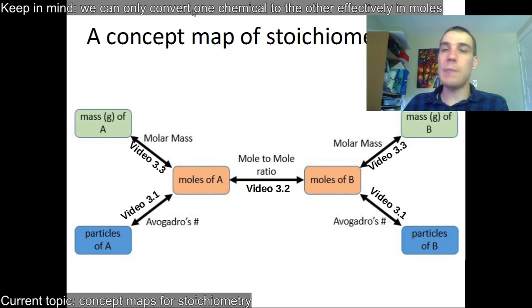And if you look in the keep in mind up here, we can only convert one chemical to another effectively if we use moles. So if we want to convert moles of A to moles of B, we need the mole-to-mole ratio. Video 3.3, yesterday's video, was all about molar mass, determining molar mass, and then using it to convert grams to moles, and moles back to grams. So in each of our videos, we've uncovered a small part of this concept map.